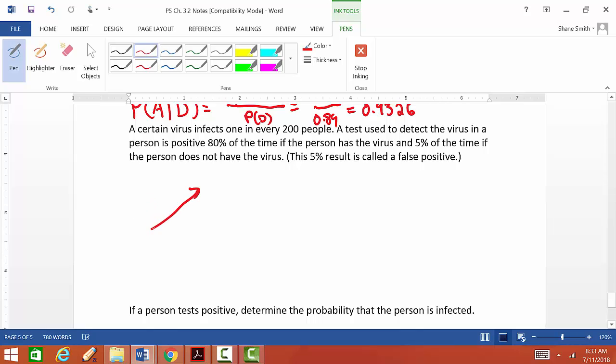We're going to make a tree diagram of infected individuals, I, and I prime for not infected individuals. How many people are infected? Well, 1 in every 200 are infected, which as a decimal is 0.005. And let's fill out the entire tree diagram here. That means the people that are not infected, it's 0.995. And this is why tree diagrams are so useful, because you can put the events at the ends of the arrows, and then the branches should always sum to 1.